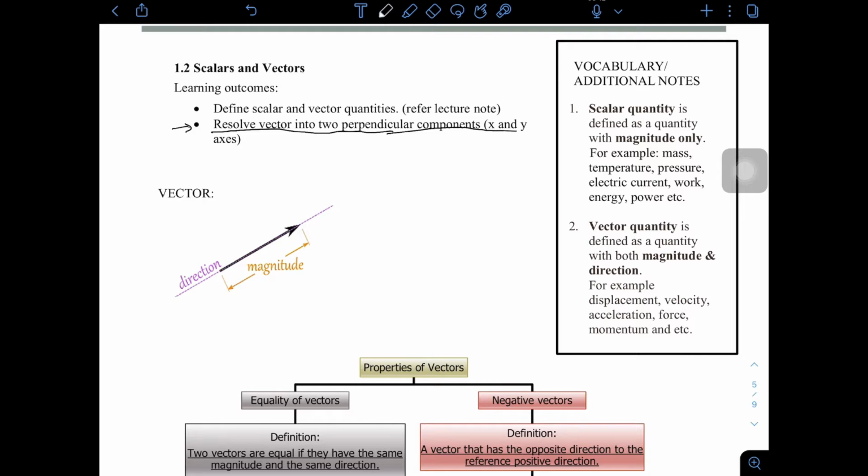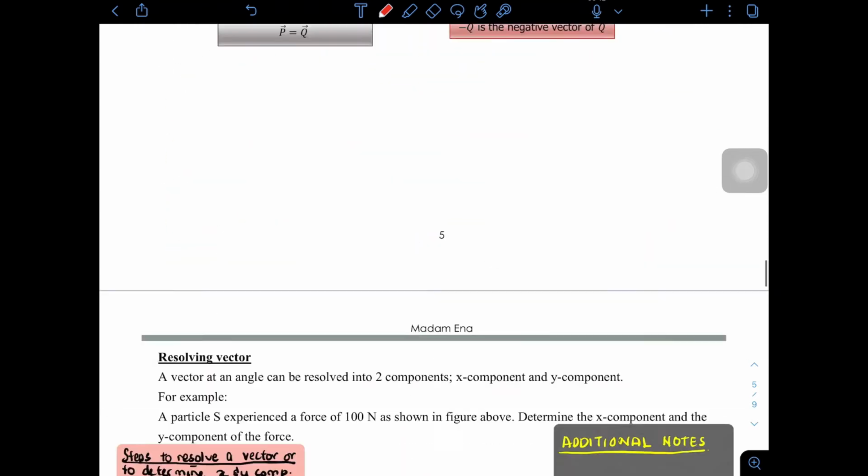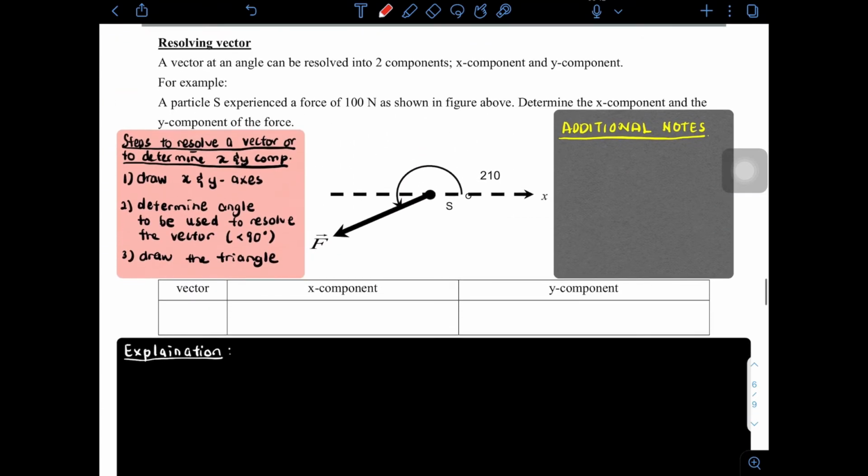You have learned in the lecture that you can represent a vector by using an arrow. The length of the arrow shows the magnitude of the vector, and the direction the arrow is pointing is the direction of the vector. Let's say I have two vectors A and B. From here we can say that vector A is longer than vector B, so the magnitude of A is bigger than the magnitude of vector B. Okay, so let's focus on resolving a vector.